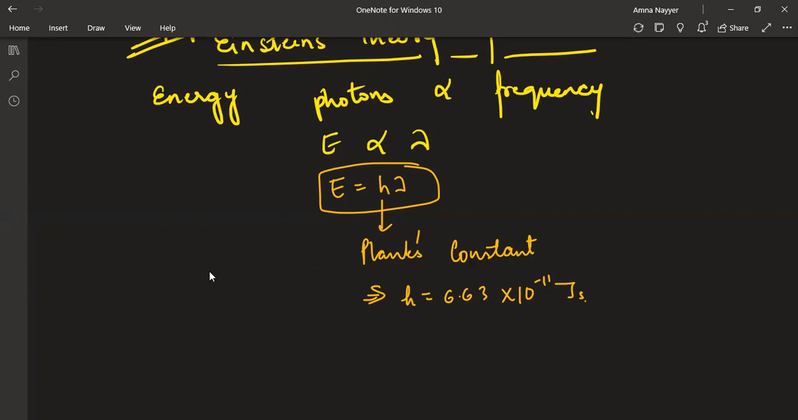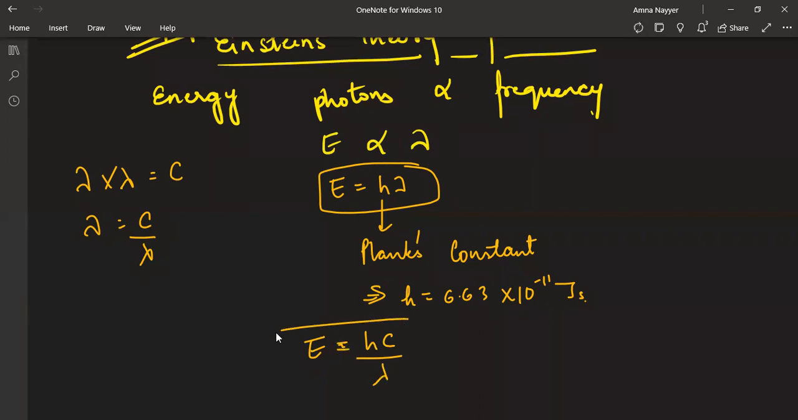Now see class, remember, frequency multiplied by wavelength is actually speed. So frequency can be written as c by lambda. So here the formula becomes E is equal to hc by lambda, where c is the speed of light. Speed of light, I hope all of you must be knowing, 3 into 10 to the power 8 meter per second. Lambda is the wavelength. E is equal to h nu, E is equal to hc by lambda. But this is not Einstein's photoelectric effect equation. This is the energy of photons.